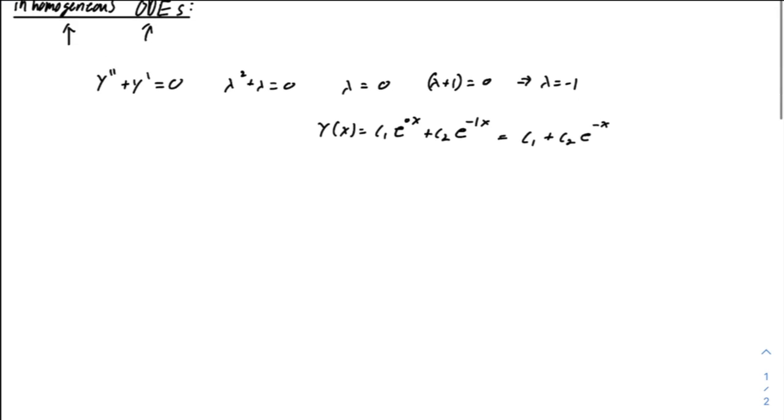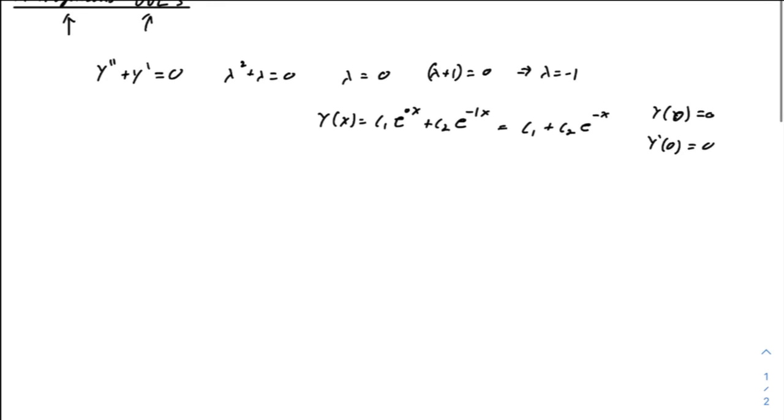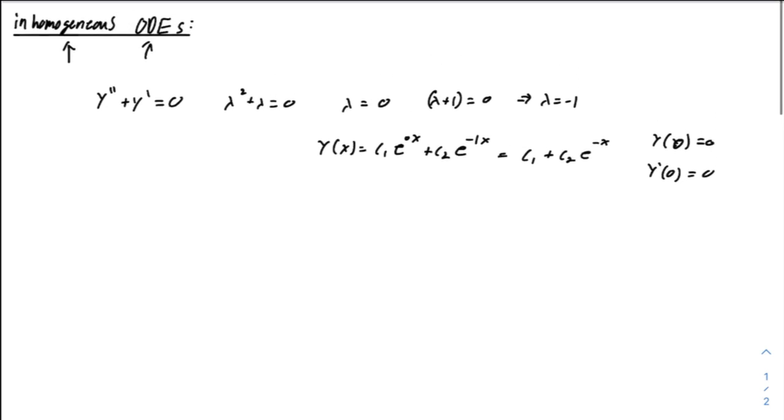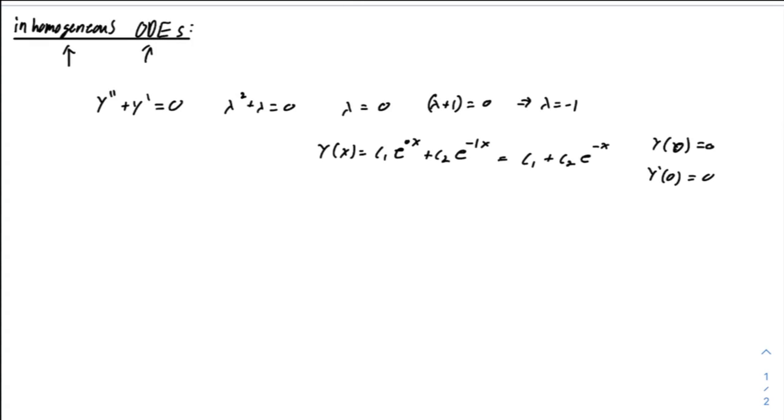Okay? And then you could solve for c1 and c2 given some boundary conditions, so y of 0 equals 0, y prime of 0 equals 0, something like that, right? So what we're going to go over today is the inhomogeneous part. So basically we're going to be adding some function of the variable that we're differentiating with respect to.